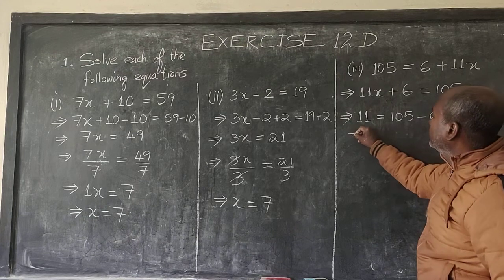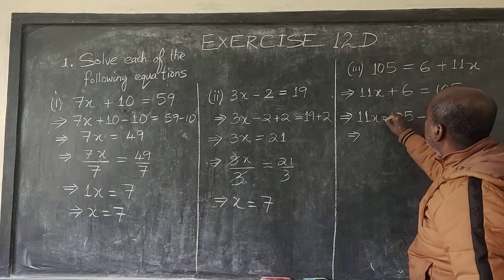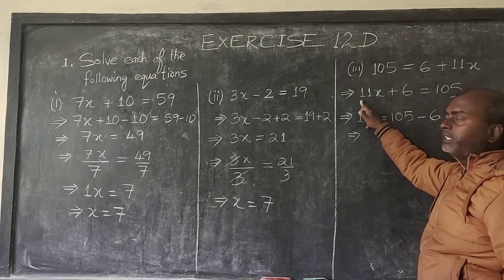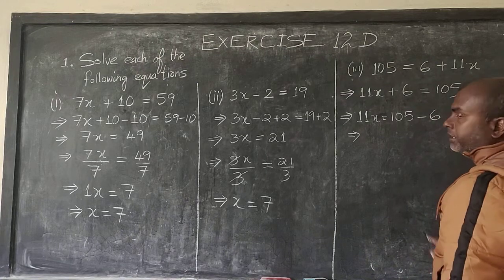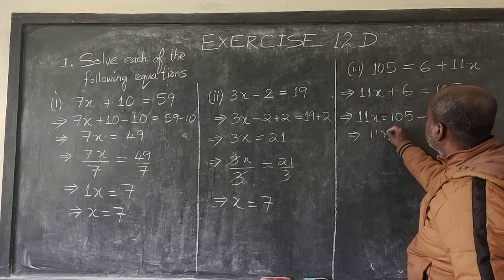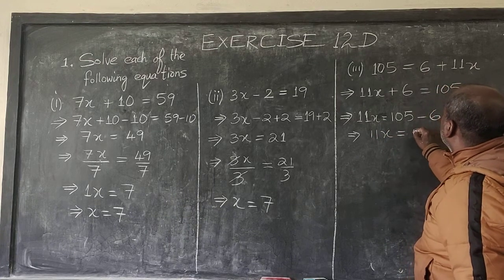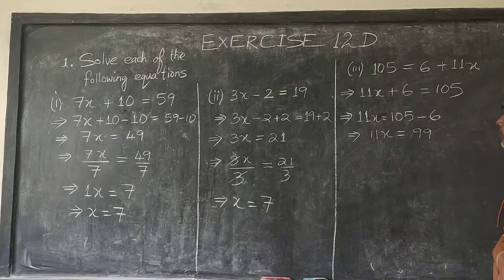Plus 6 will become minus 6. And on this side, what remains? 11x remains as it is. Okay, till now I hope you have understood. So we get 11x equals 99. 105 minus 6 is 99.